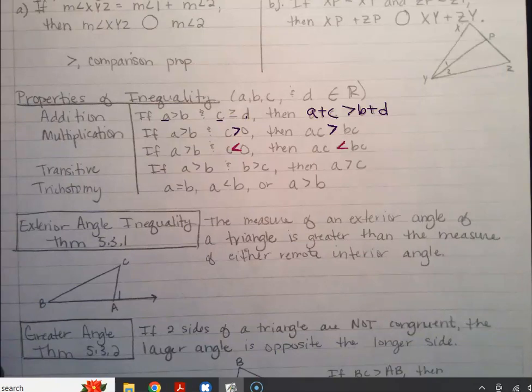Transitive property. Okay, that's when we're transferring what we know about one thing to another. So if A is greater than B and B is greater than C, then we know A is greater than C. Okay, we're able to replace that. It's a little bit easier to think about with equalities than inequalities. The trichotomy property means that there's only 3 possible options. A has to be equal to B, A has to be less than B, or A has to be greater than B. Those are the only 3 options we have when we're comparing 2 numbers, as it has to be one of those.